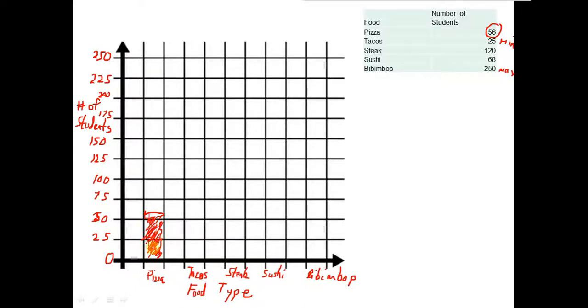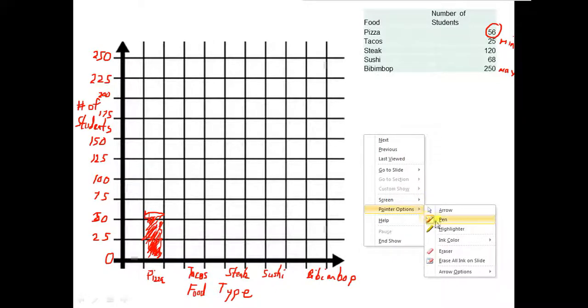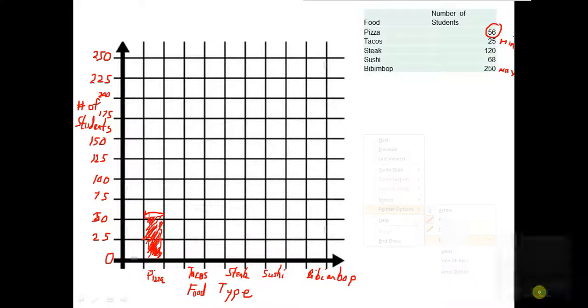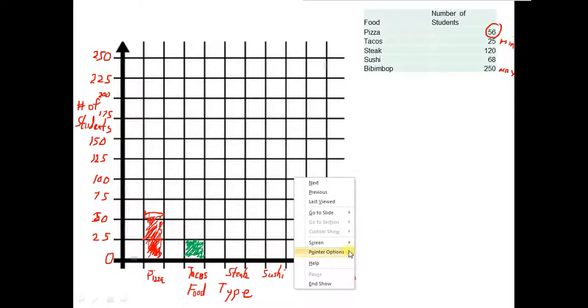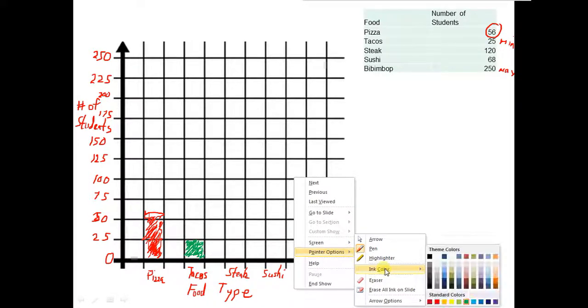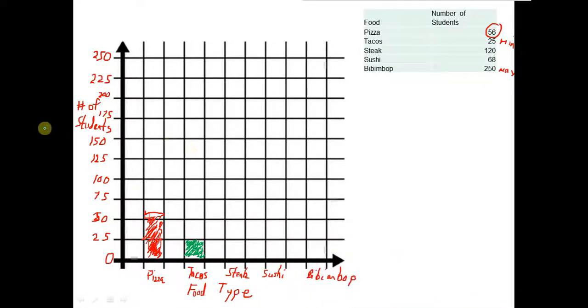Okay, so there's our pizza. Now I'll go to tacos, and actually I can change color here. Tacos are 25, so tacos, that's easy. It's right up to this first line here. Here's our tacos. Color that in there. Okay, then we have our steak at 120. So 120 up to about right here. Here's our steak. There's our steak bar. It's pretty popular, more popular than pizzas and tacos.